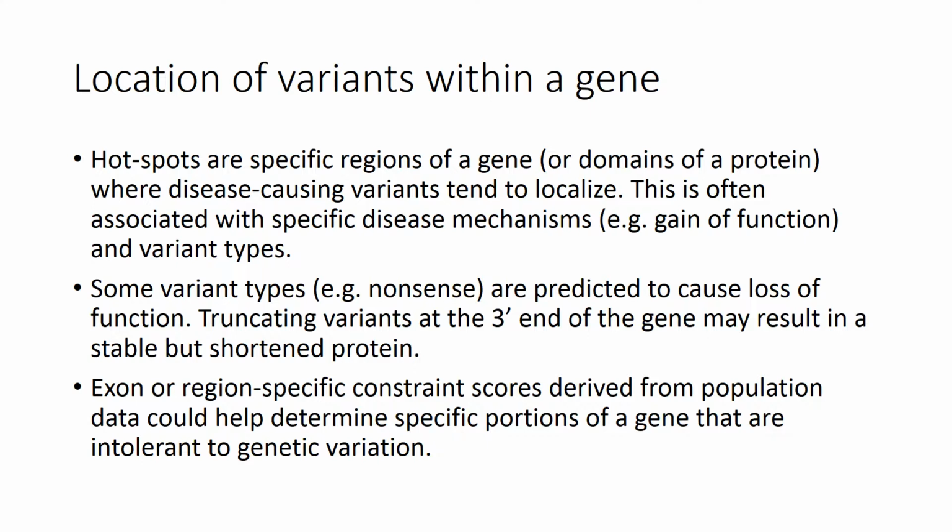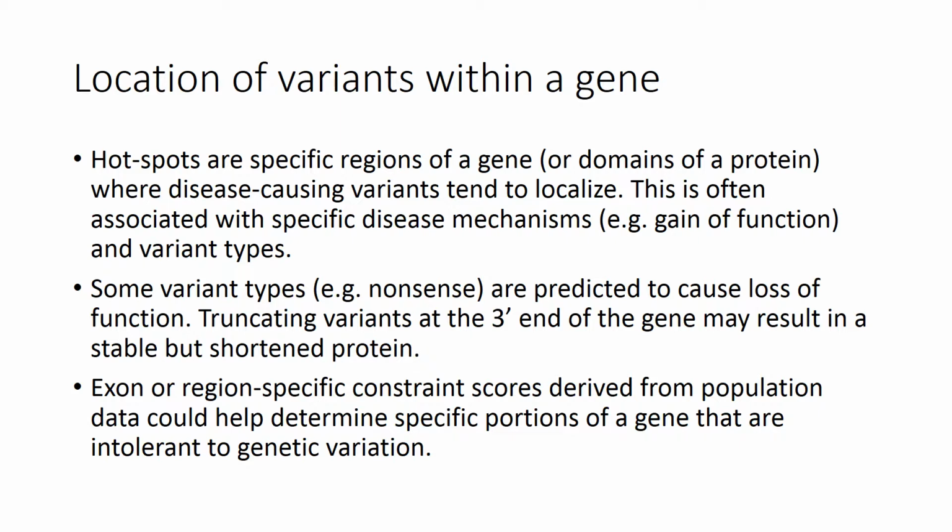Some types of variants are usually predicted to cause loss of function through nonsense-mediated decay, such as nonsense variants. However, if these variants occur near the 3' end of the gene, degradation of the gene product may not occur. In these situations, there is a stable protein product, which is abnormal in length, but may or may not be able to function in a normal way.